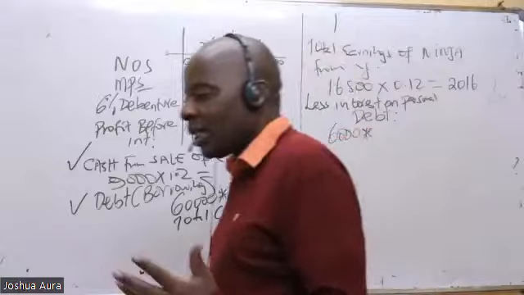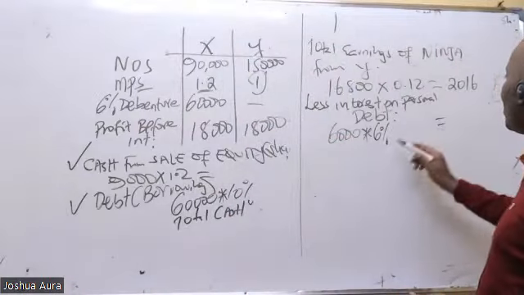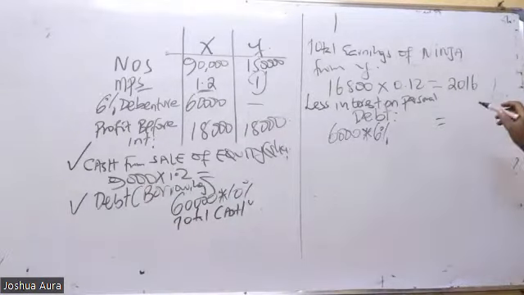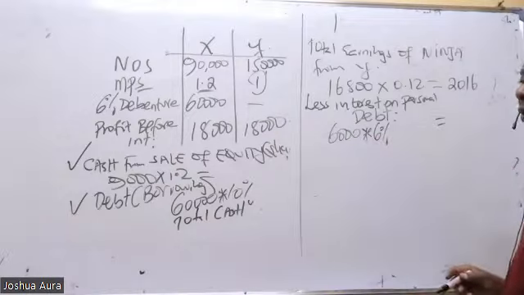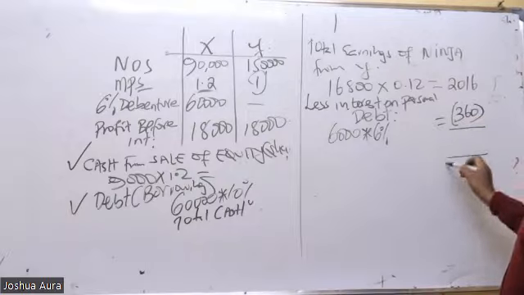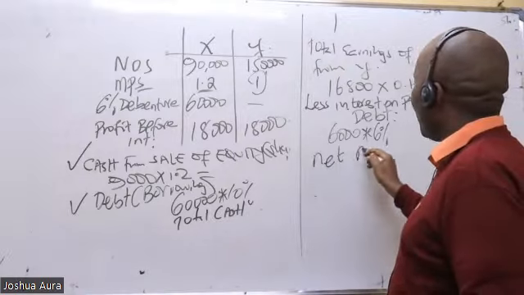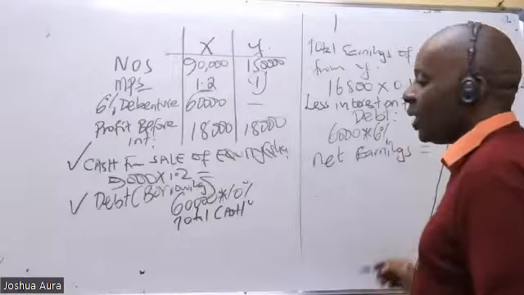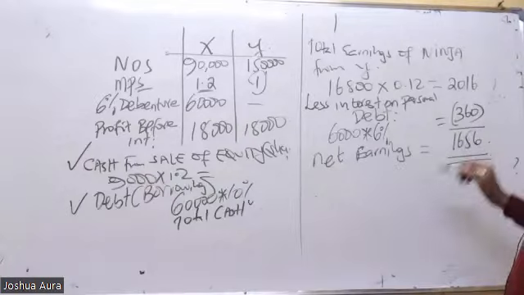I don't know why. 6%. So could you kindly subtract here? 6% times 6,000 gives me how much here, somebody? 360. So could you kindly subtract here to give me the net earnings receivable by this ninja? Net earnings is 1656.